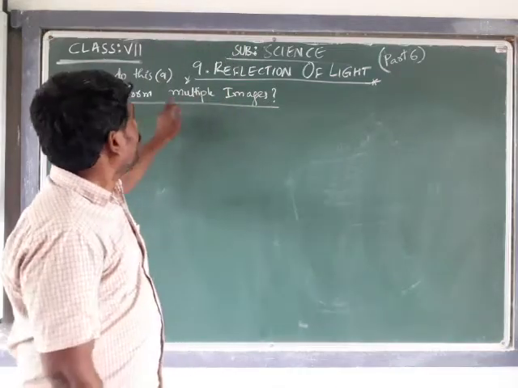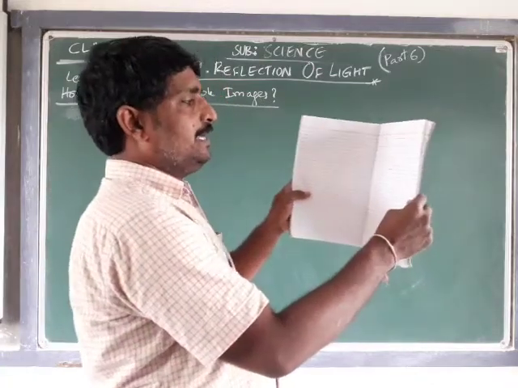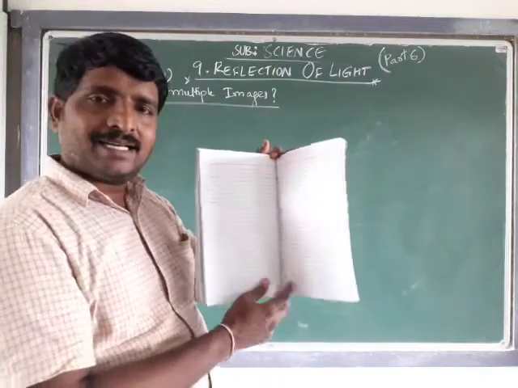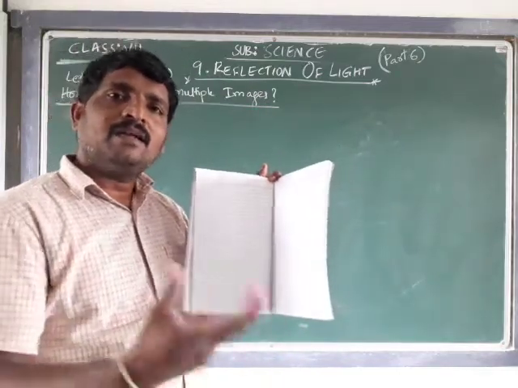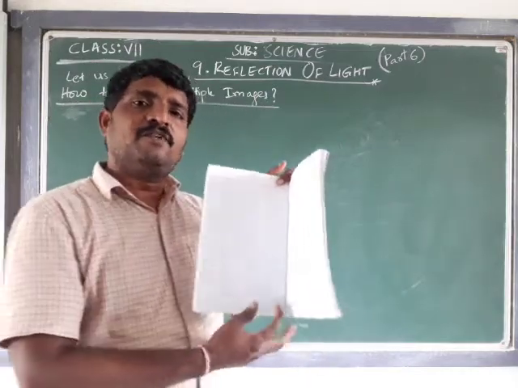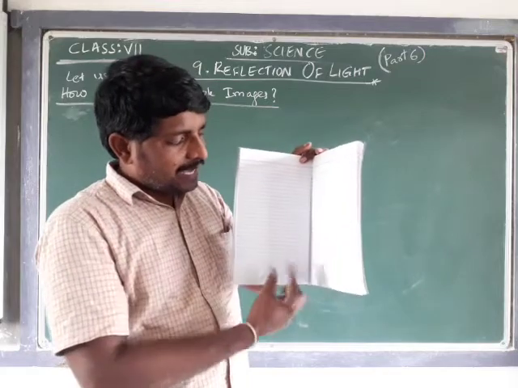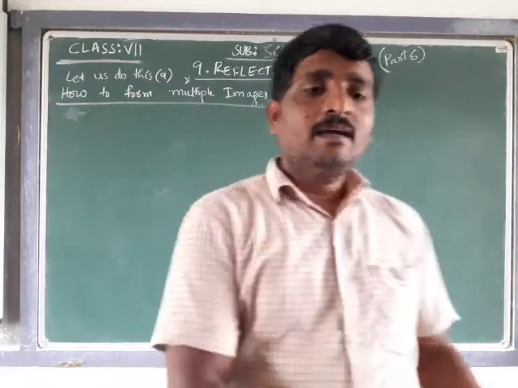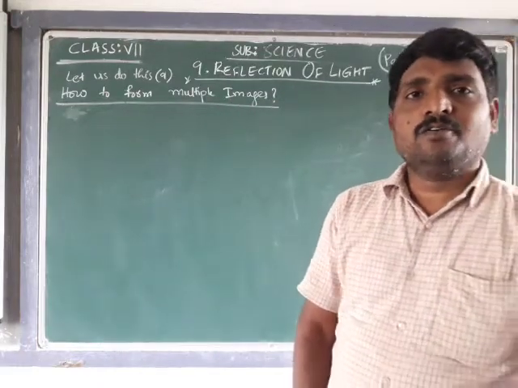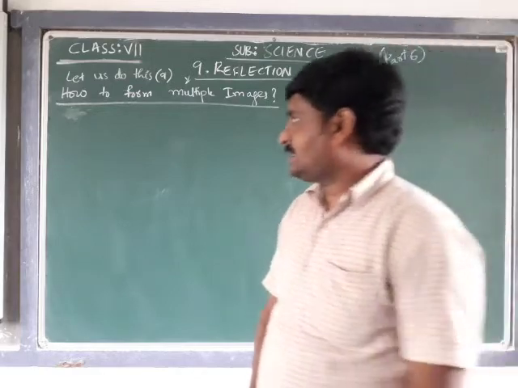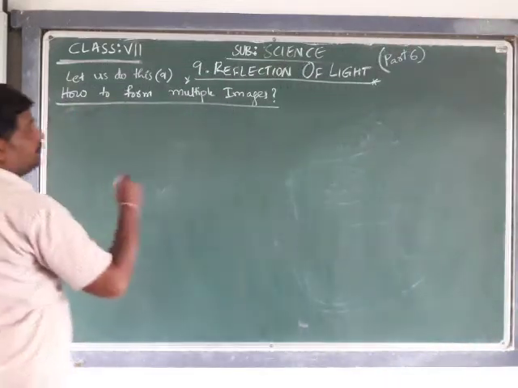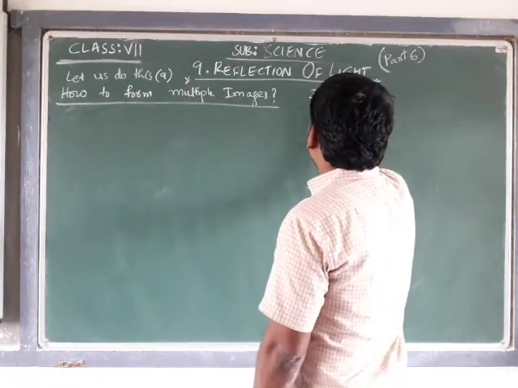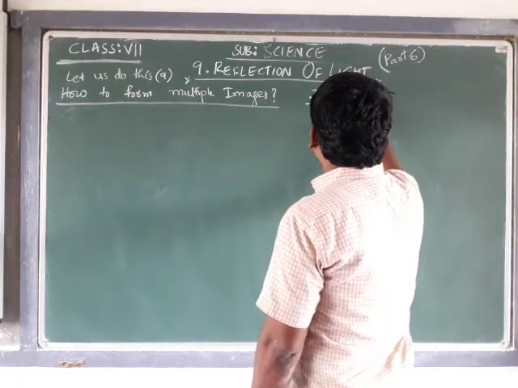That is how to form multiple images: the arrangement of the mirror strips and the number of images that form. It's not in our syllabus, but as it gives some useful information, we are discussing it here. The angle between the two mirror strips helps identify how many images are going to form. For example, we have three cases that I am going to take, depending on the value of 360 by theta.